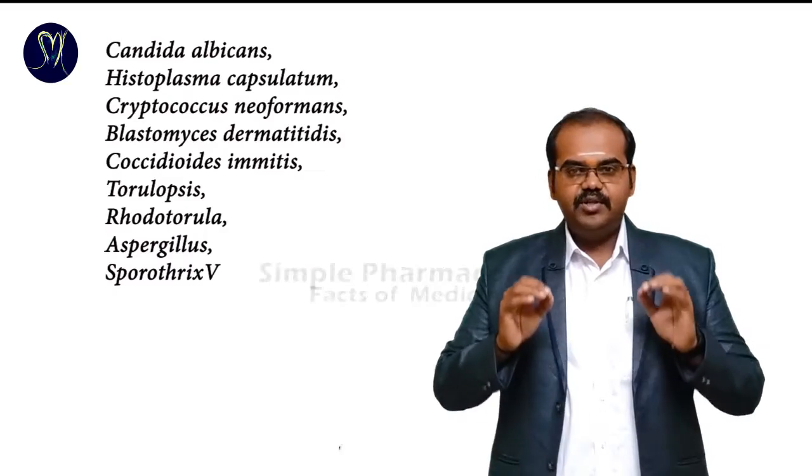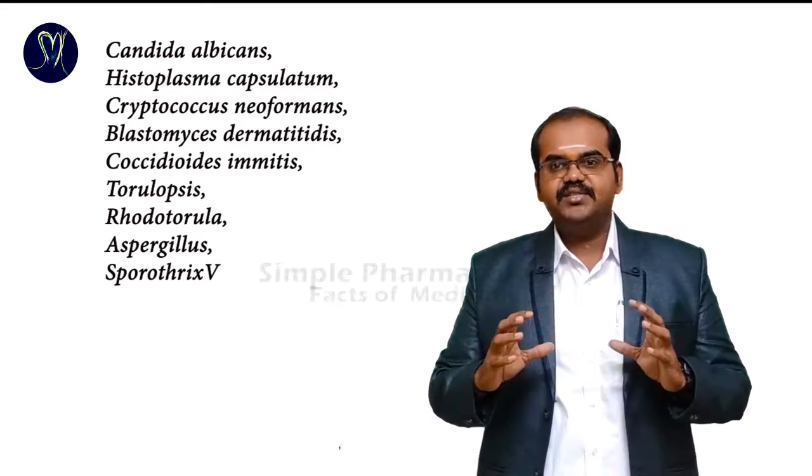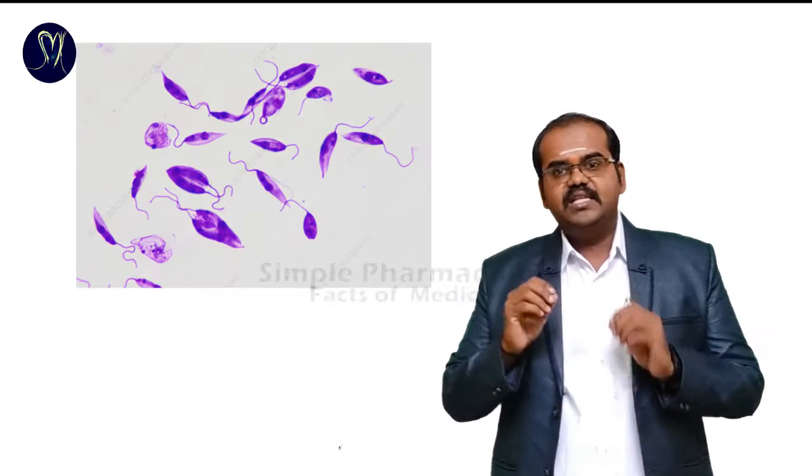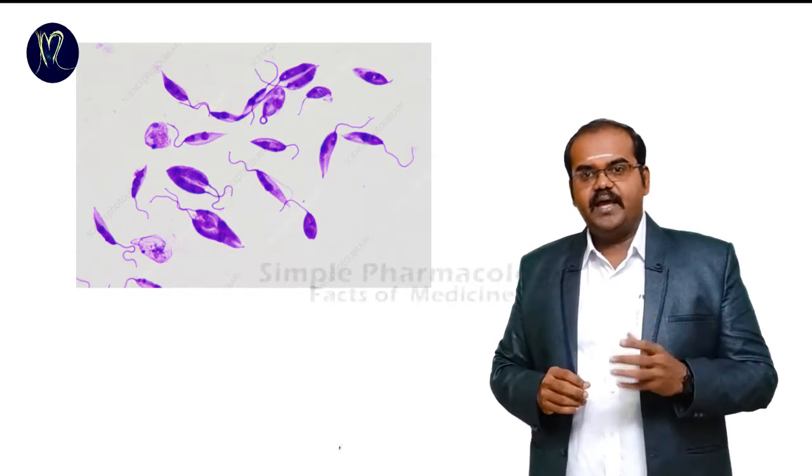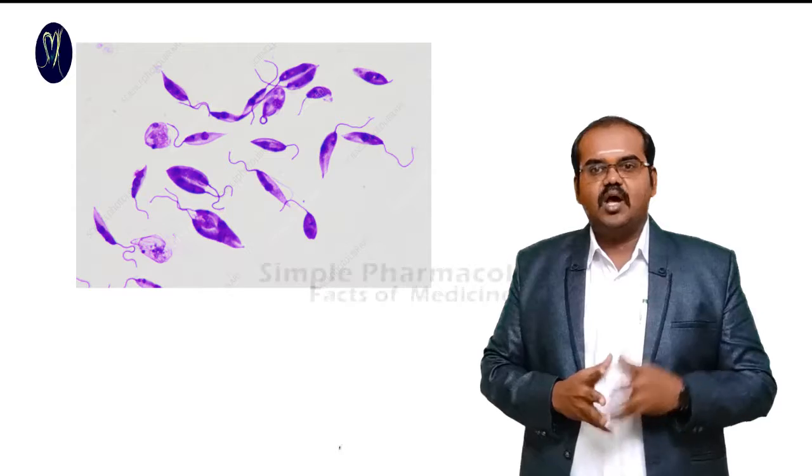That's enough. Amphotericin-B is effective against various fungi, so I have listed out the organisms here. Apart from that, it's effective against some protozoa, for example Kala-azar and leishmaniasis also.